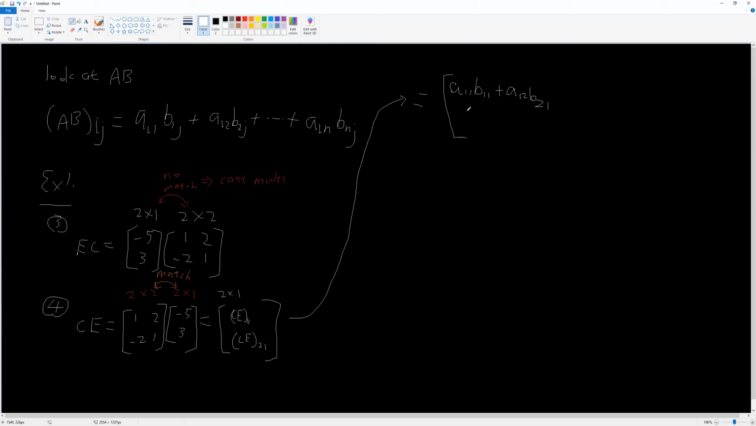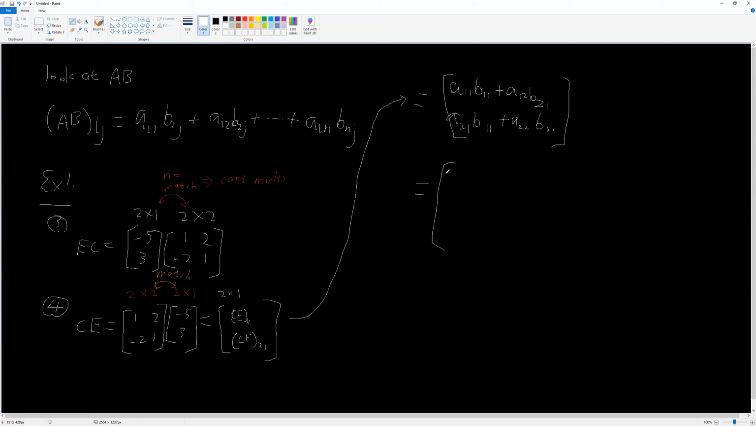But before we do that, let's figure out what the second entry is. We're looking at row 2, column 1, so i is 2 and j is 1. That means I have A21 B11 plus A22 B21. Since we only have 2 entries in here, we cannot go any further, since n is 2 in this case.